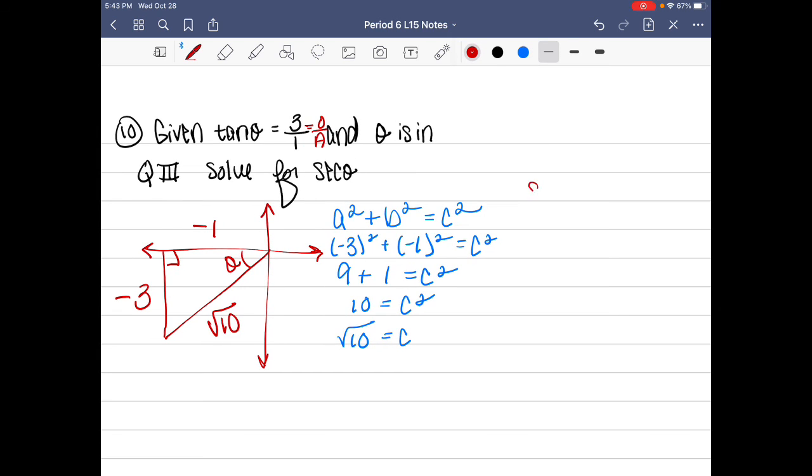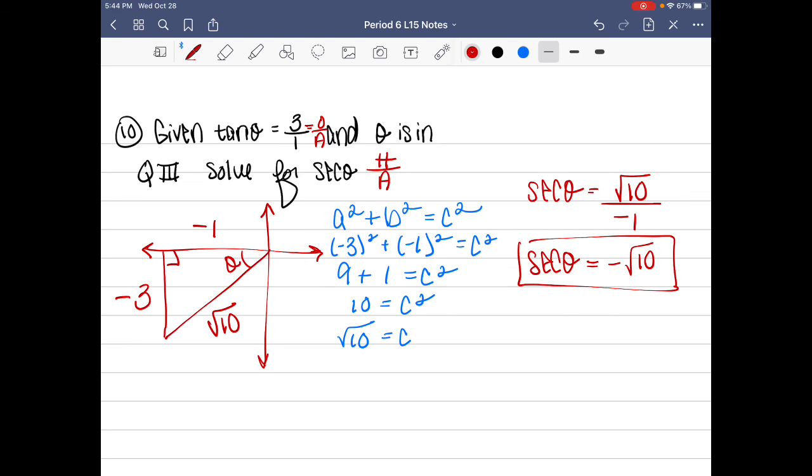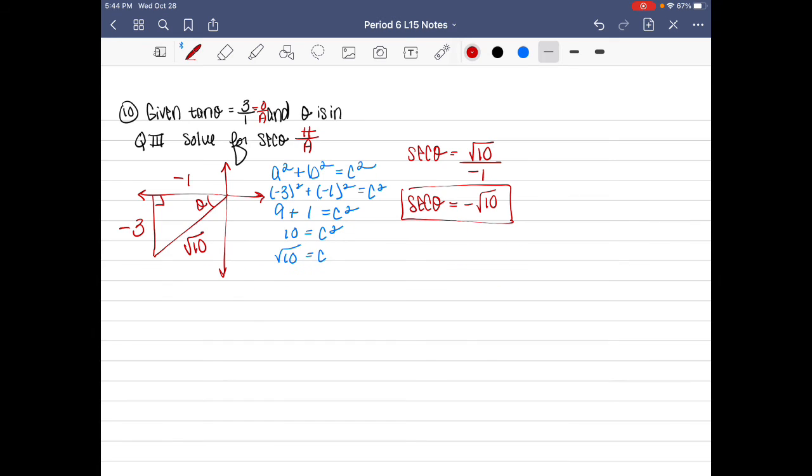And then now we can solve for our secant theta, and keep in mind that secant is hypotenuse over adjacent, and our hypotenuse here is root 10, and our adjacent is negative 1. So then secant theta would just be negative root 10. And that was our final answer.